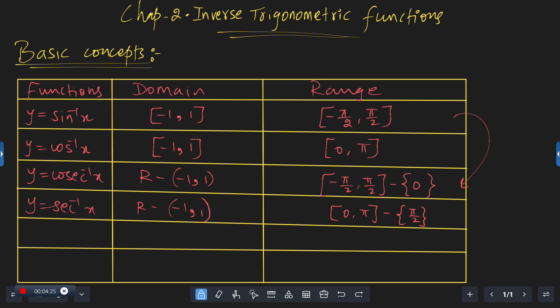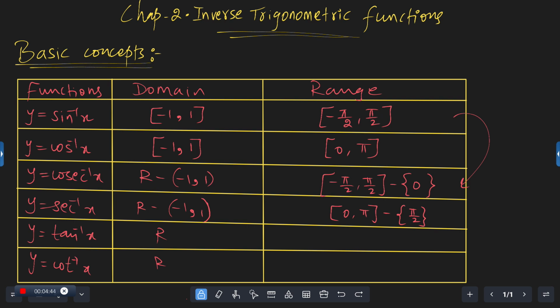Understand? Next function is what? Tan inverse x. So for tan inverse the domain is the real numbers, full real number. Like that, even cot inverse x also has full real number. So here, because y is the full real number, the highest number is not defined.